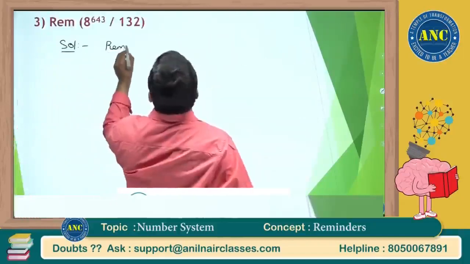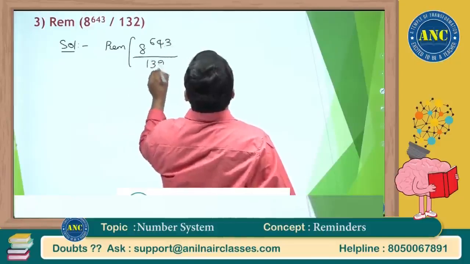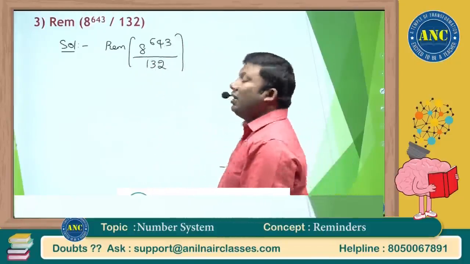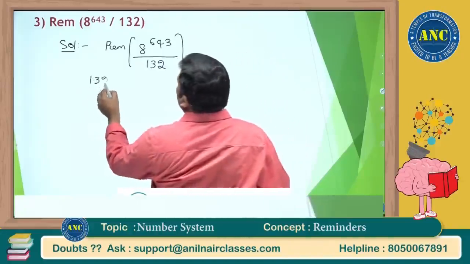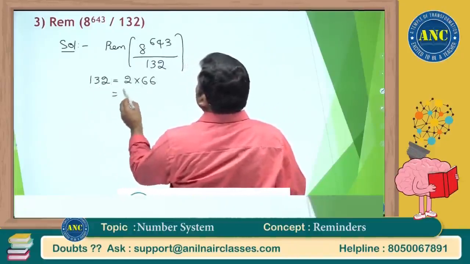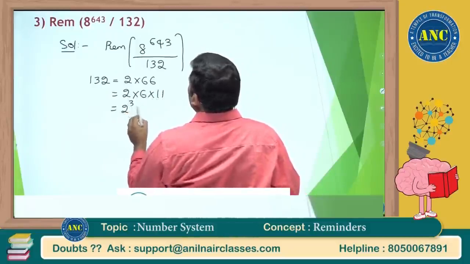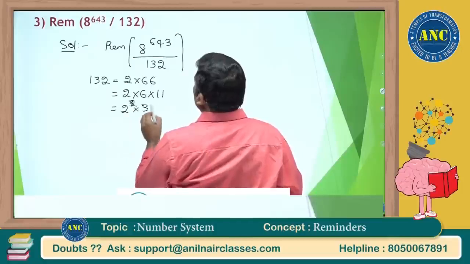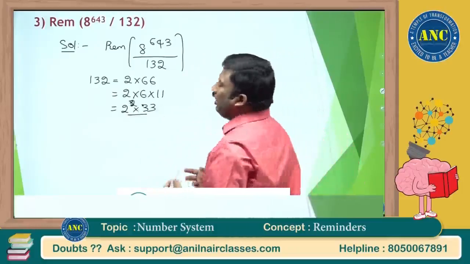Next, remainder when 8 power 643 is divided by 132. 8 and 132 are not co-prime to each other. So 132 is 2 into 66, and 66 is 2 into 3 into 11, so 132 is 4 into 33, that is 2 square into 33.